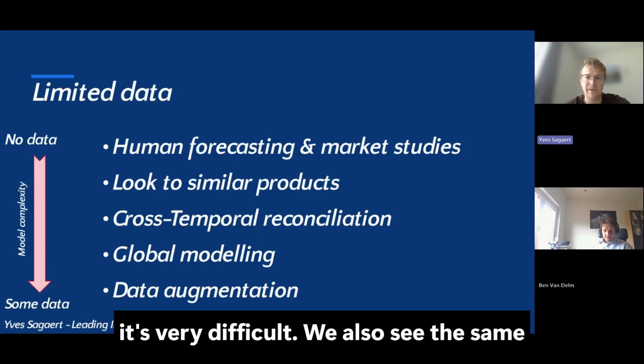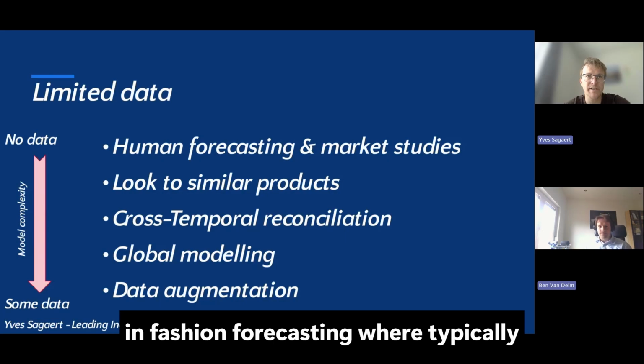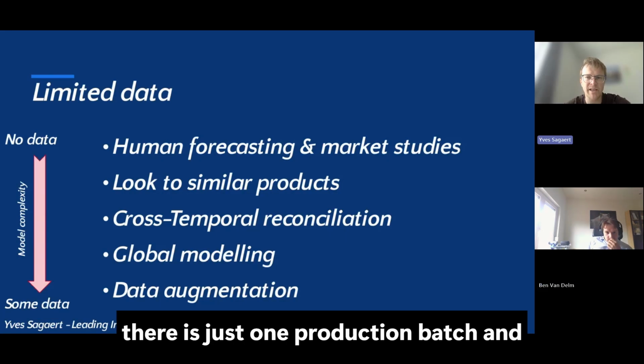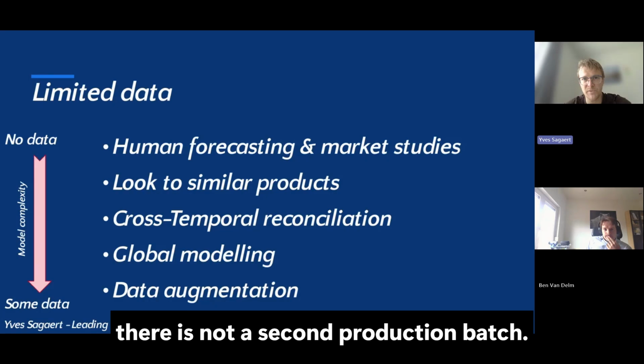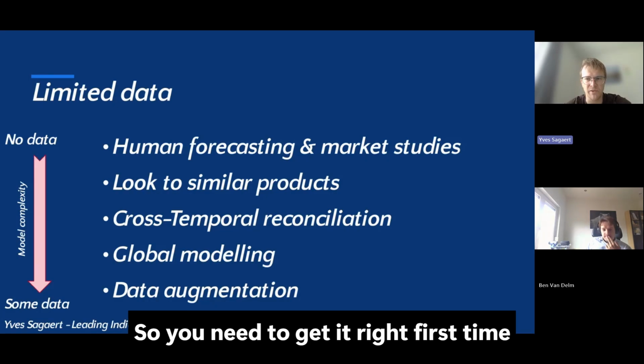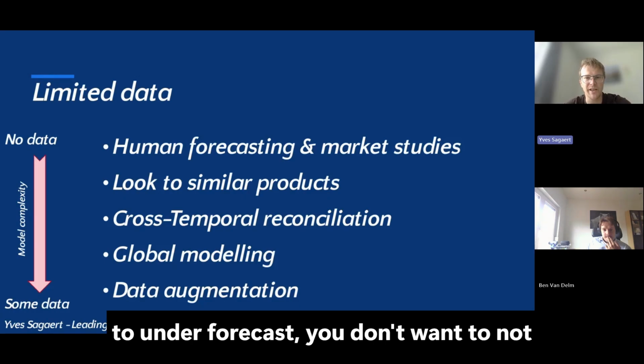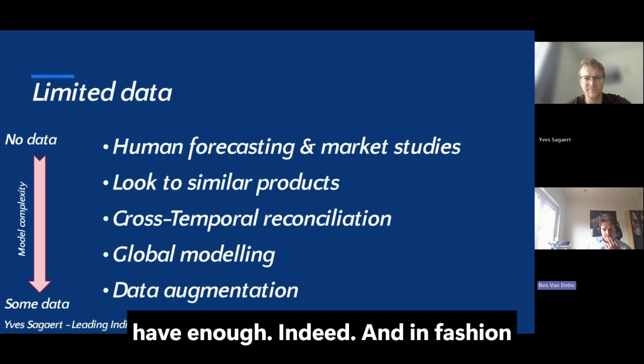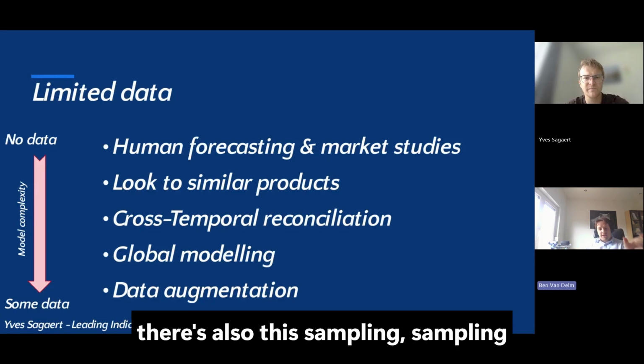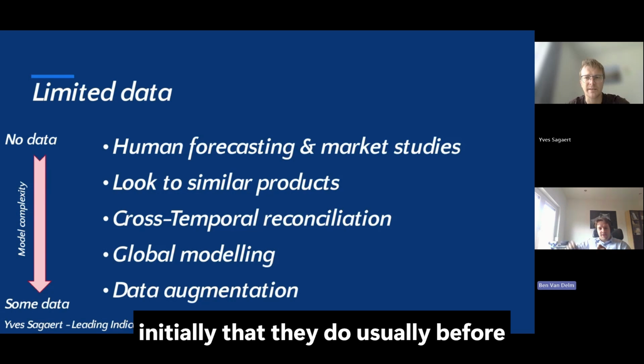We also see the same in fashion forecasting, where typically there is just one production batch and there is not a second production batch. So you need to get it right the first time, and in this case, you definitely don't want to under-forecast. You don't want to not have enough. Indeed. And in fashion, there's also this sampling initially that they usually do before that first big batch.